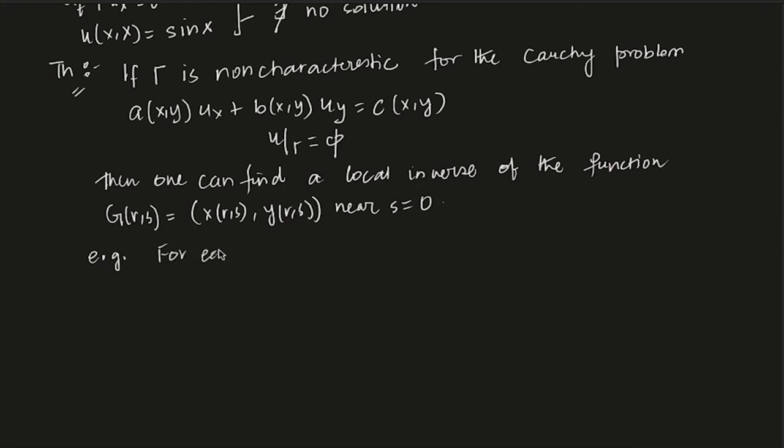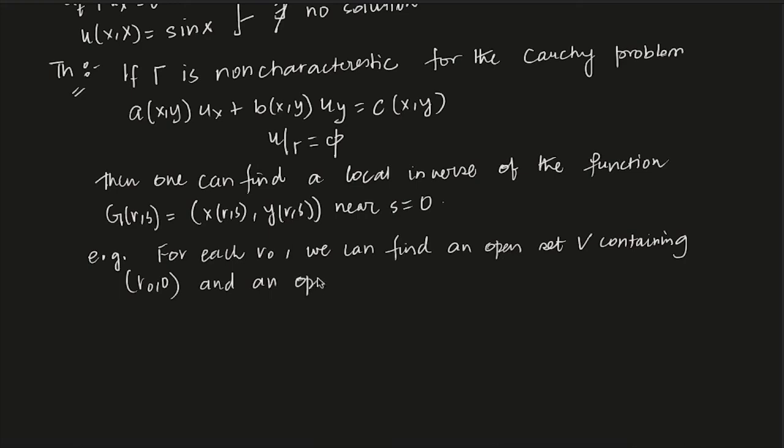for each r naught, we can find an open set V containing (r naught, 0) and an open set U containing g of (r naught, 0). What is g of (r naught, 0)? It is x of (r naught, 0) and y of (r naught, 0), which is gamma 1 of r naught and gamma 2 of r naught, right? Okay.